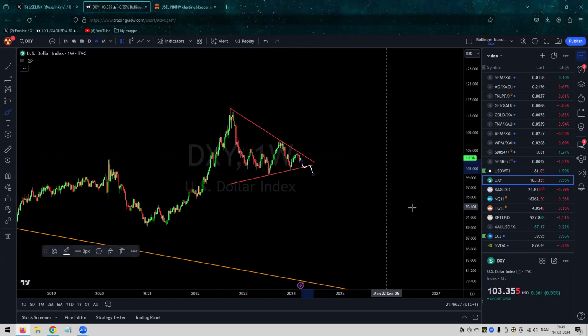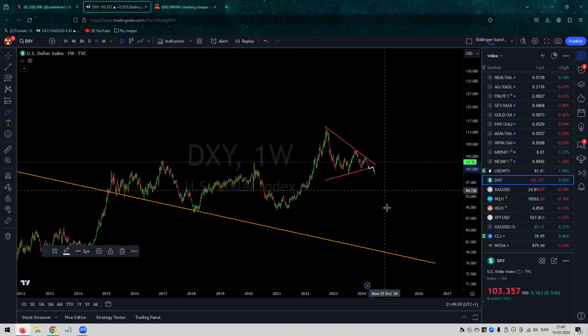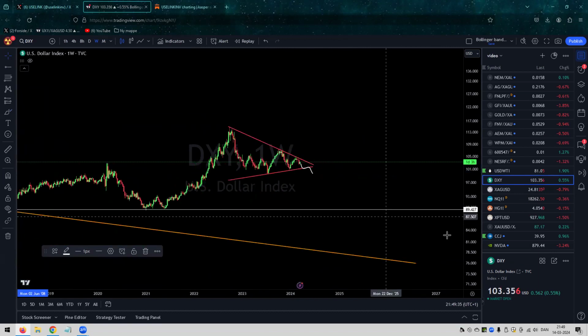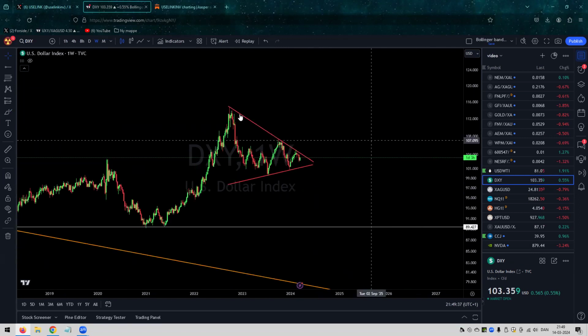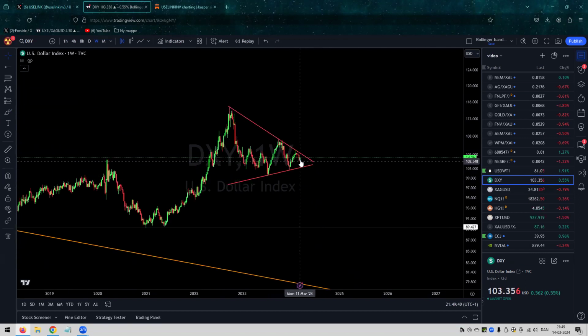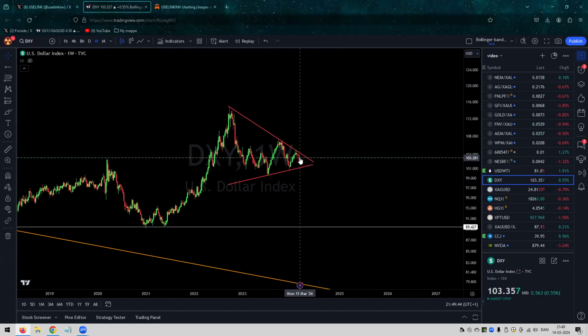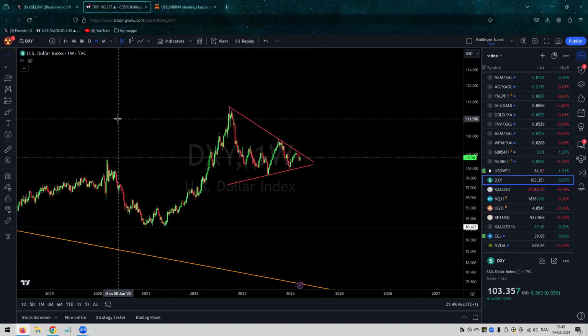But a breakdown here, and we could see some big dumps as well in the dollar. We have the big support coming in around here at roughly 90. So again, massive triangle there on the Dixie. A break to the upside will have consequences in other markets, and likewise to the downside, obviously in the other direction for some period of time, depending on what market you are in.